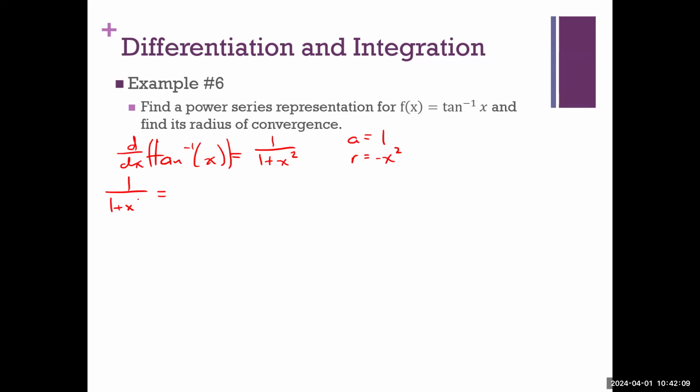Now you tell me, should I write out a few terms, or should I just write the sigma? Okay, give me some terms. 1 minus x squared. Okay. So first 5 terms like that. Now let's compact that into sigma notation. What would that look like? Negative x squared to the n.